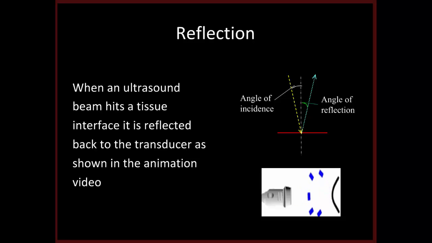The angle of incidence is going to be the same as the angle of reflection. To get the best possible image, you have to keep the transducer perpendicular to the object you want to image. So, in that case, you would then have the maximum amount of ultrasound beams reflected back to the transducer.